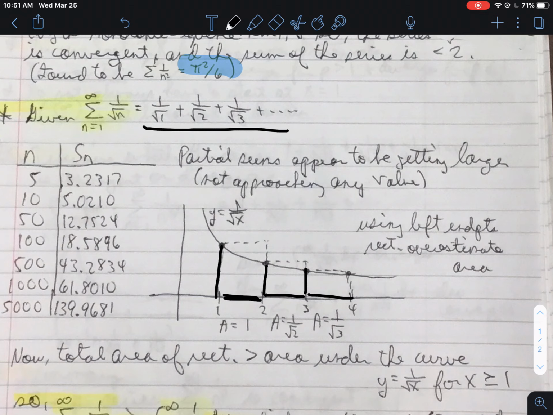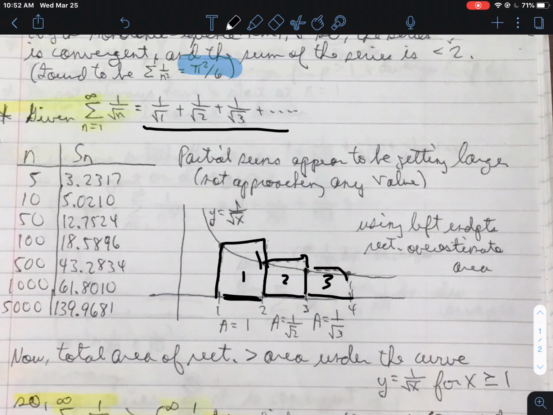But this time, each of those rectangles is an over approximation of the area under the curve. And so whatever the area under that curve is, from 1 to infinity, I know that that area has to be smaller than the sum of the terms of our series. Right? And here's our first term, here's our second term, here's our third term. A sub 1, A sub 2, A sub 3. Okay. But the comparison here is different. The area under the curve is less than the area of the rectangles, or the area of the rectangles is greater than the area under the curve.